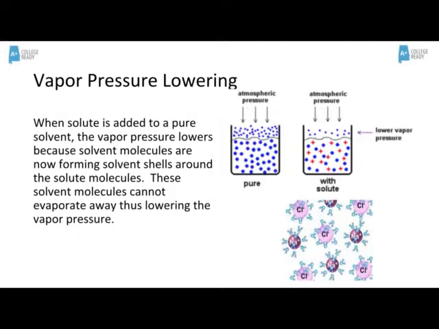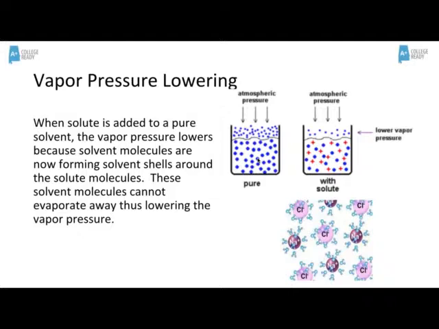So let's look at why it lowers. If we look at the first picture, the picture of just blue, that's a pure solvent. We can see the gas particles on top, the atmospheric pressure, and we can see the molecules of the solvent inside.